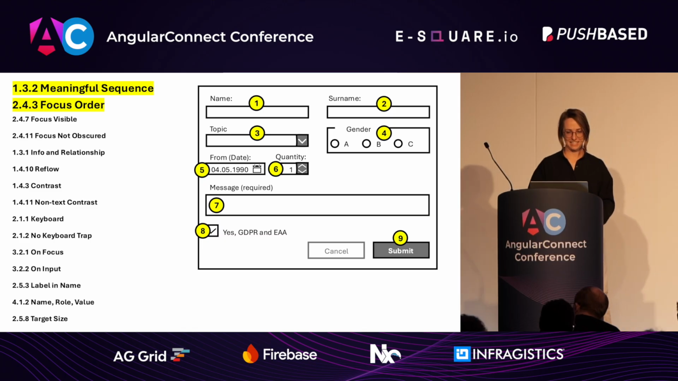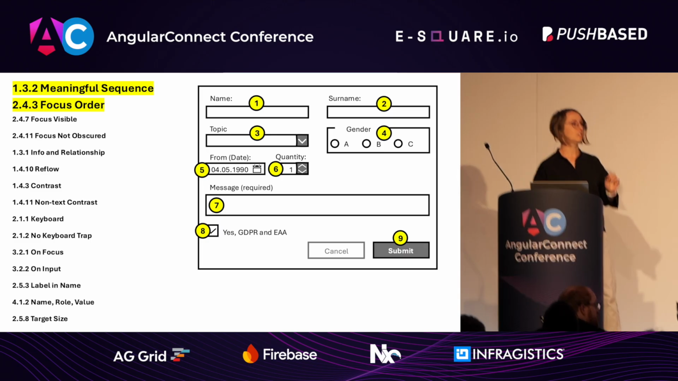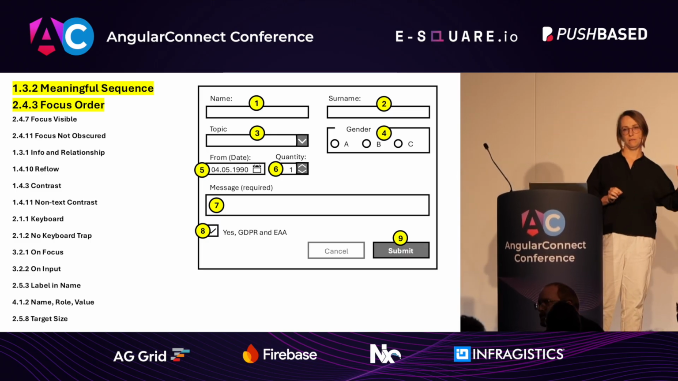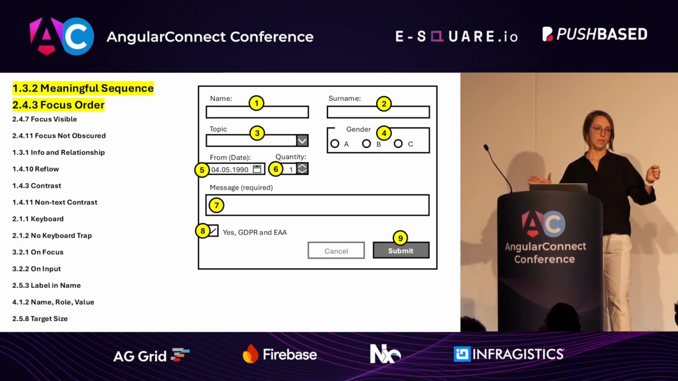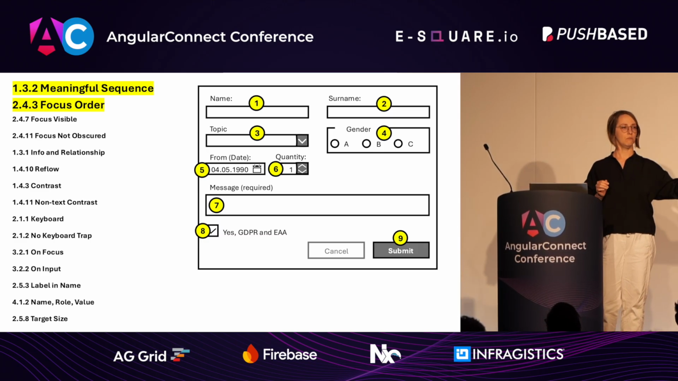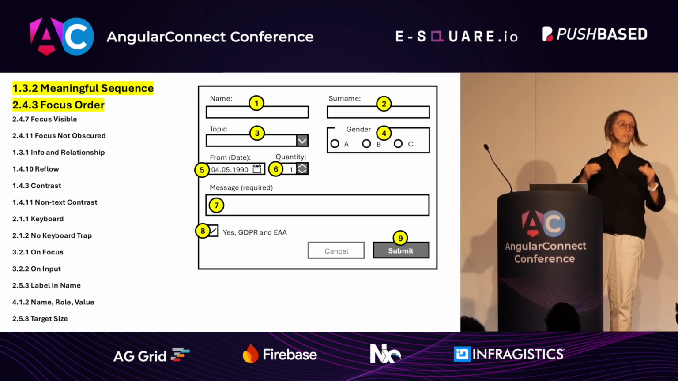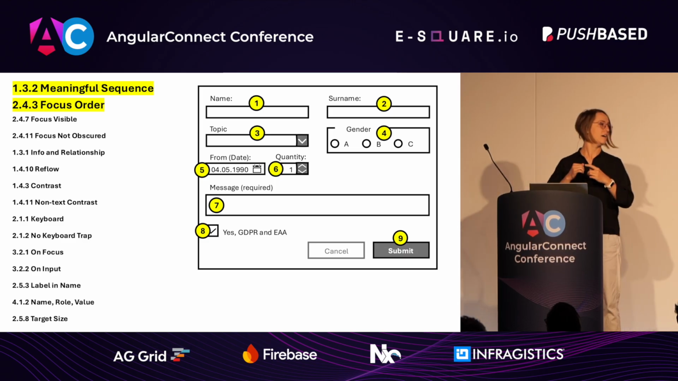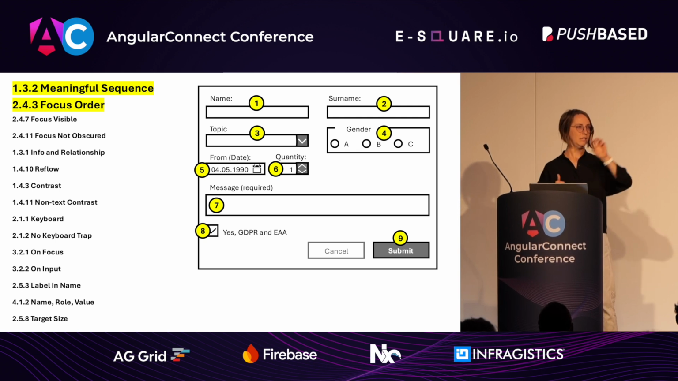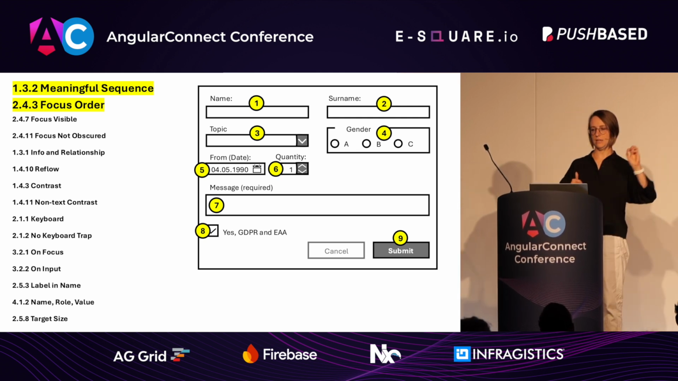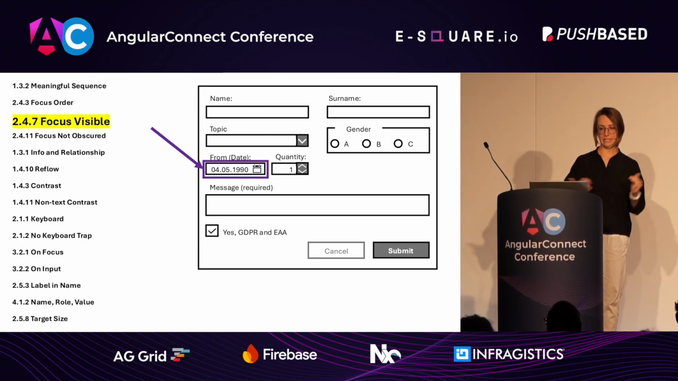So let's get started. The first two: meaningful sequence and focus order. Make sure that the visible order of the elements is the same as the one in the code, because when people navigate via keyboard, the elements are focused in the sequence that is in your code. So the best way to make an accessible form is to not use something like flexbox with reverse column, or using grid and then rearranging the elements in some artificial way. So make sure the order is the same.